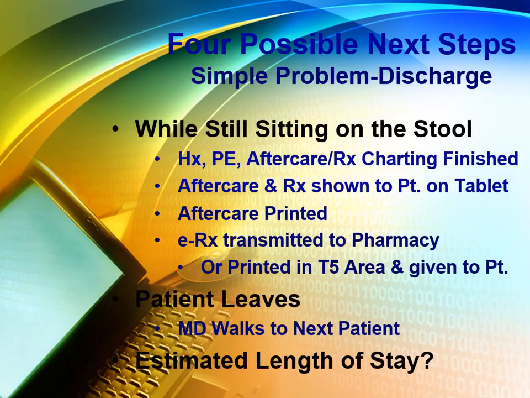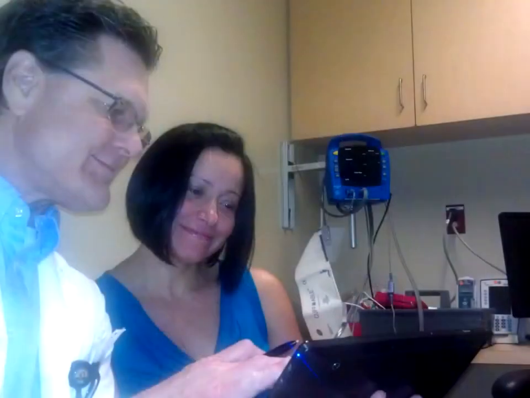If Betsy has a simple problem, for example, an otitis or bronchitis, pharyngitis, laryngitis, medication refill, torticollis, she can be discharged right from the T5 area. While still sitting on the stool, Dr. Gandy taps out the diagnosis, the Aftercare and prescription, and then using his tablet he shows and explains the Aftercare and prescription to Betsy, then taps print for the Aftercare and electronically sends the prescription to Betsy's pharmacy or prints it out and signs it.